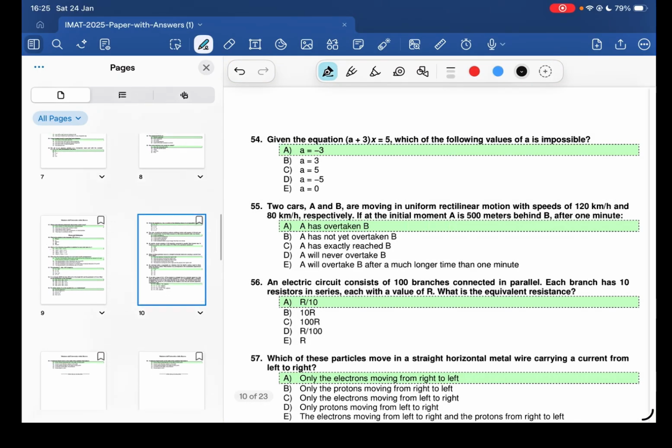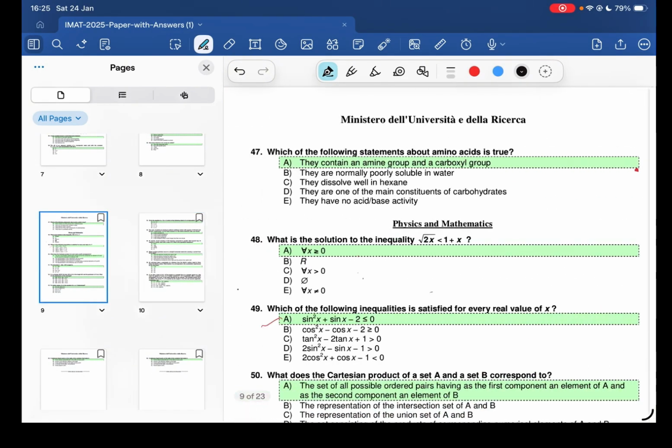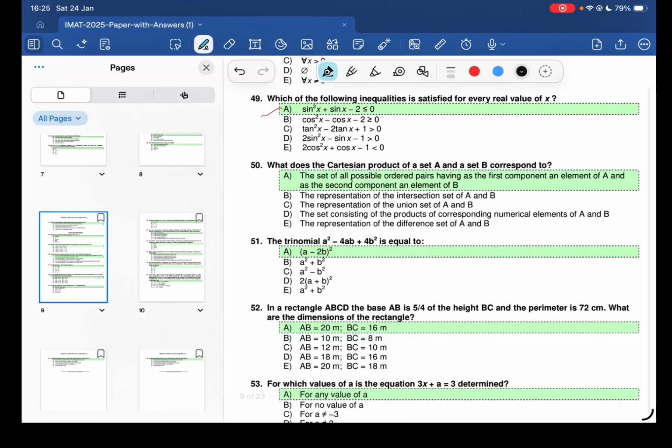So if I choose the answer, we can say it should be the set of all the possible ordered pairs having as the first component an element of A and as the second component an element of B. See, if you read this question, you might not notice the fundamentals. This is talking about the ordered pair values.